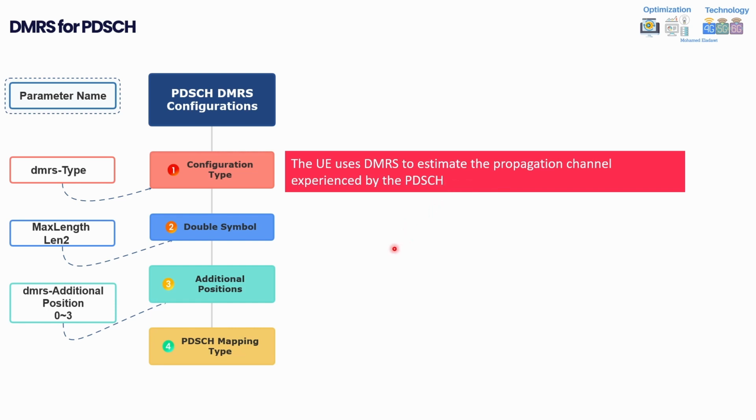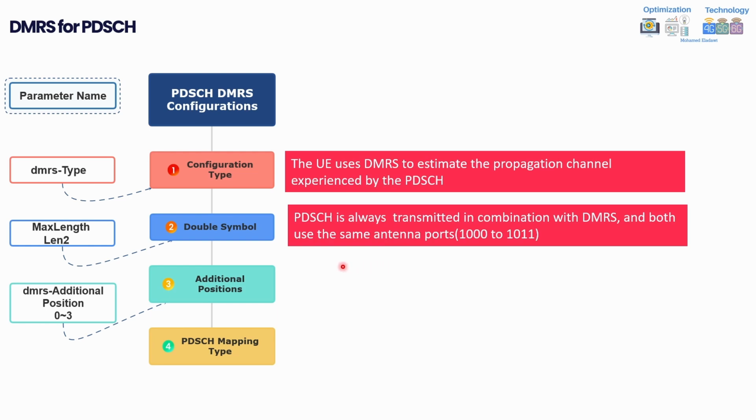The second part is that, as you know, DMRS is only associated all the time with the PDSCH. You cannot have DMRS as long as the user doesn't have any PDSCH in the channel. That's why PDSCH is always transmitted in combination with the DMRS, and both use the same antenna ports. The DMRS is transmitted within the same set of resource blocks allocated to the PDSCH. What does this mean? For example, if you have 10 resource blocks used by PDSCH, the DMRS will also use 10 resource blocks, not more, not less. It will always be transmitted within the same set of resource blocks used by the PDSCH.